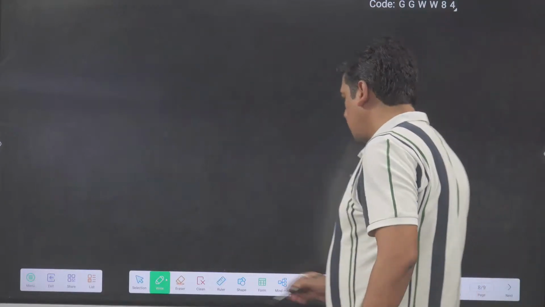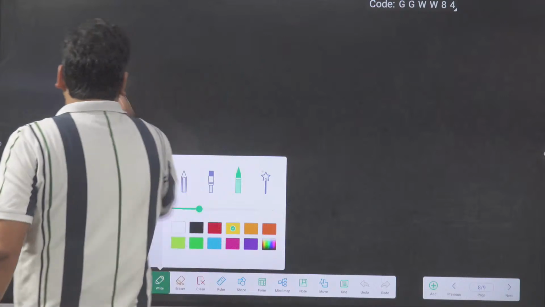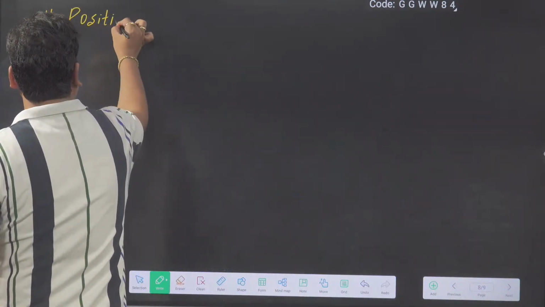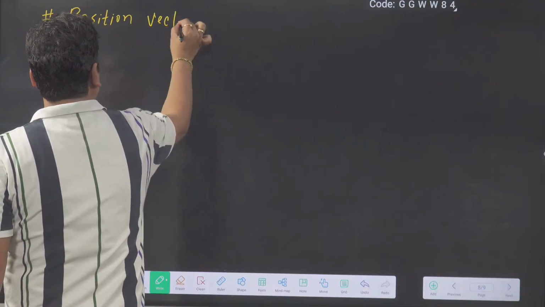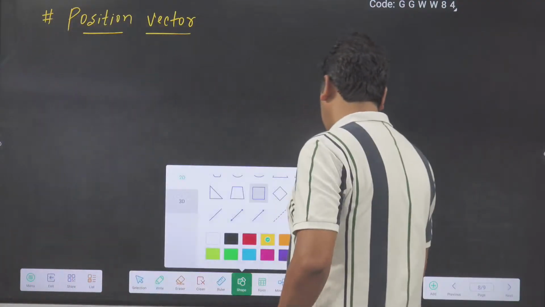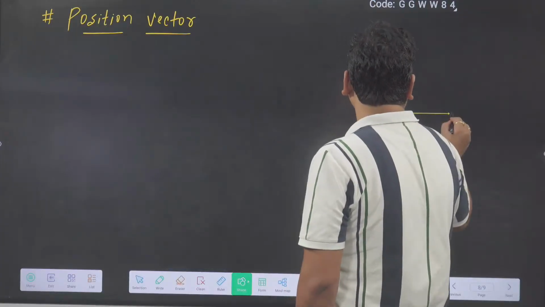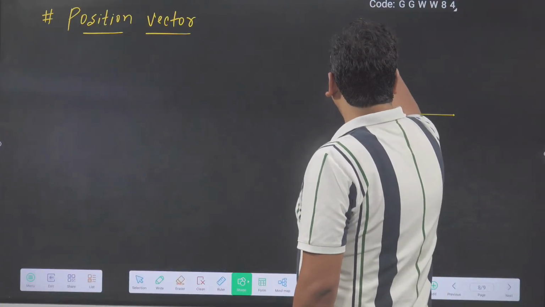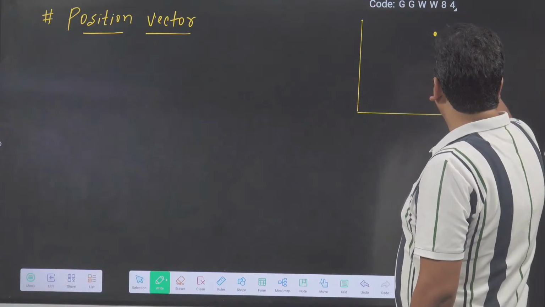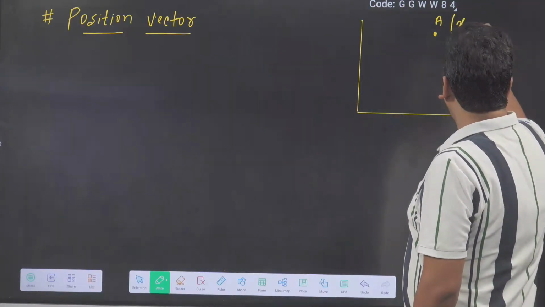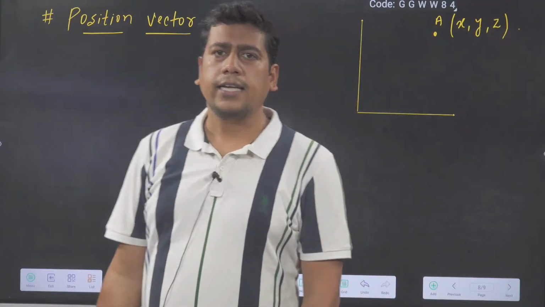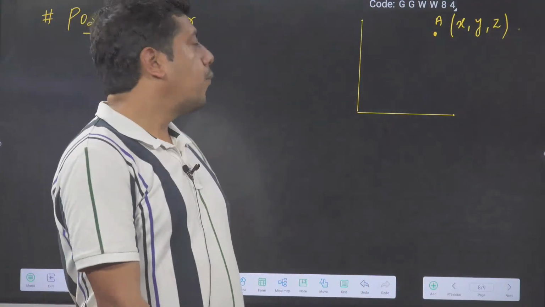If it is fine, then in motion in a straight line, there is a term which is known as position vector. What is position vector? Let's say there is a point over here, A, whose coordinates are x, y, z. What is the position vector?